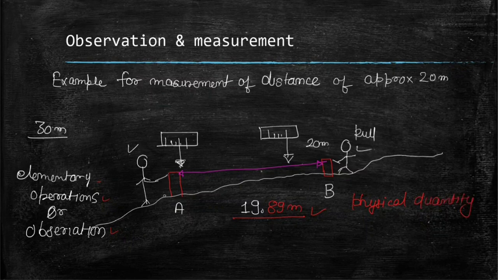So a distance between these two points you can call a physical quantity. This is a physical distance, an example of a physical quantity. So after observing a lot of elementary operations, performing a lot of observations, finally they make the measurement, that is 19.89 meter, for example.